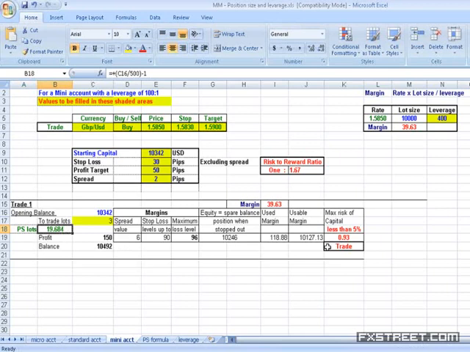But what is more important is the maximum risk of capital. Let's say that I go ahead with 19 lots. I'm just showing you something. If I go ahead with 19 lots, my maximum risk of capital goes to 5.88%, which tells me don't trade. I need to keep this at 2%. So I reduce this. If I put it down at 5 lots, that's a max that I would probably take.